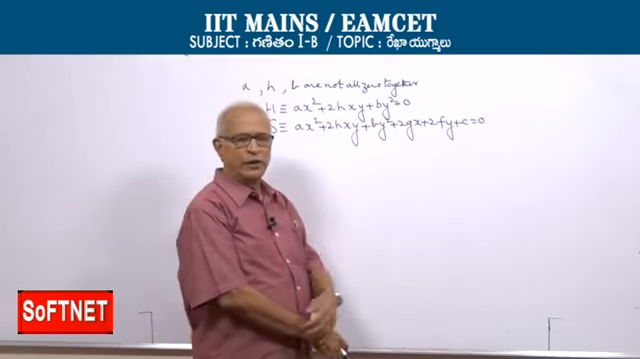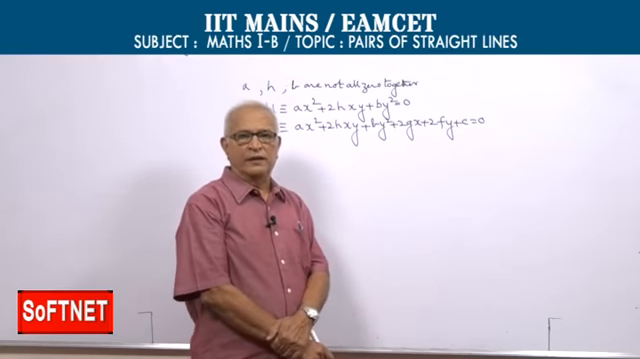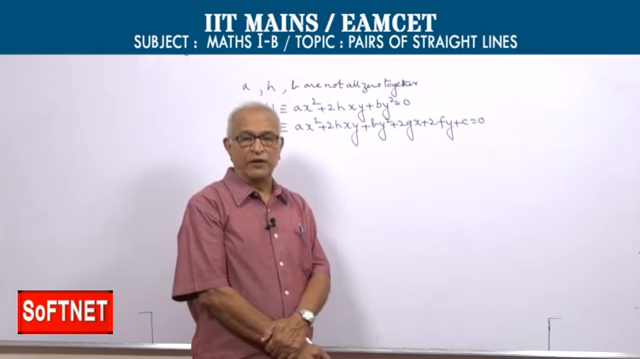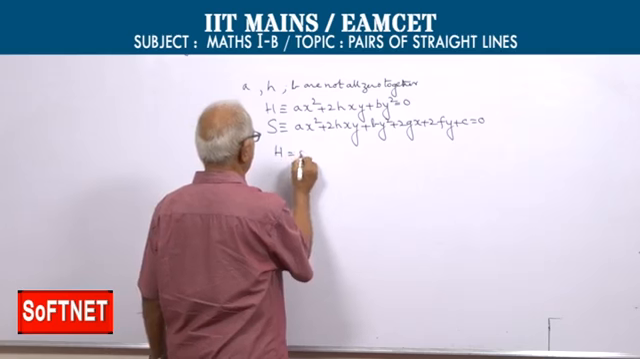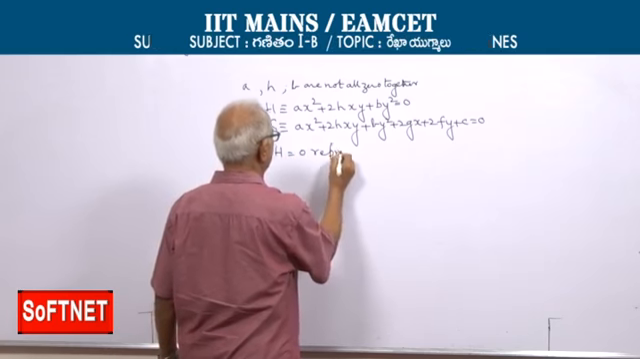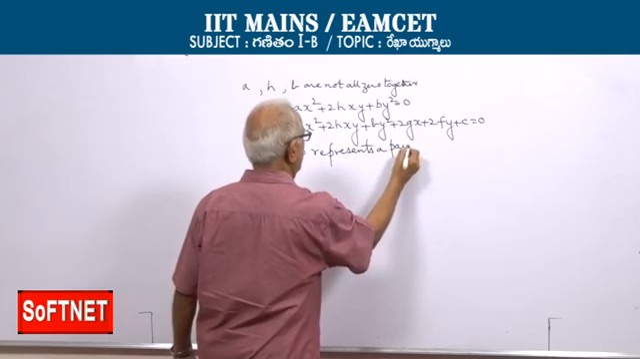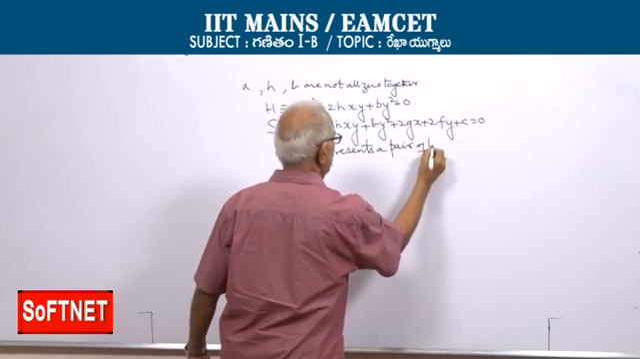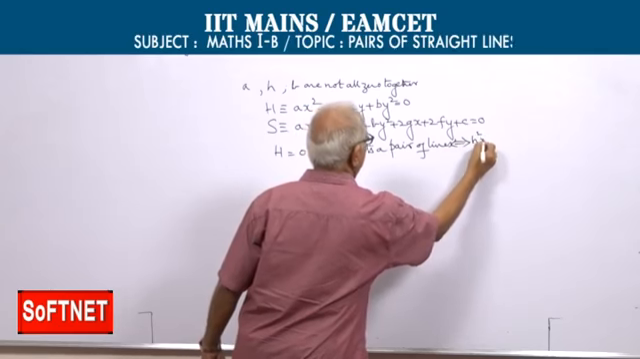First equation తీసుకుంటే, H equal to 0 represents a pair of straight lines if and only if h square greater than or equal to AB.